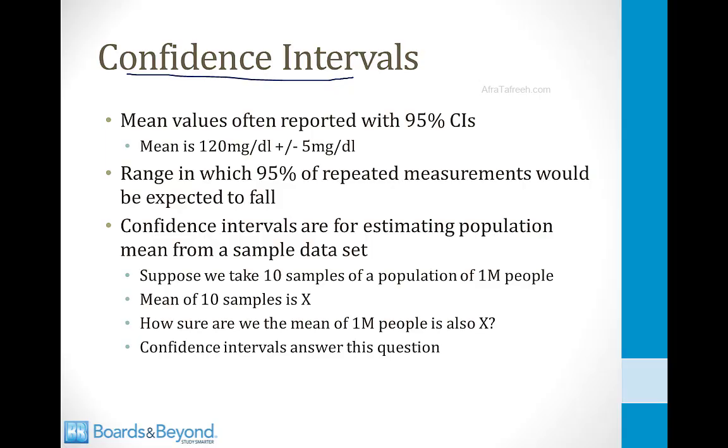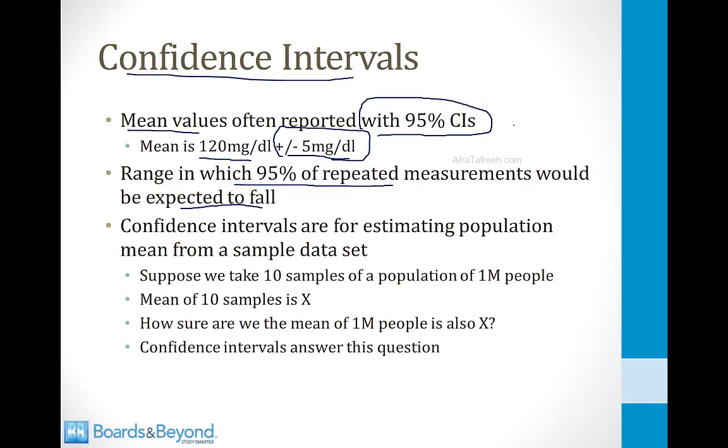So when you read the scientific literature, you will see most mean values reported with something called 95% confidence intervals. For example, a study of diabetic patients might report that the mean blood glucose level was 120 plus or minus 5. That plus or minus 5 is the 95% confidence interval, and the authors are saying that this is the range in which 95% of repeated measurements would be expected to fall.